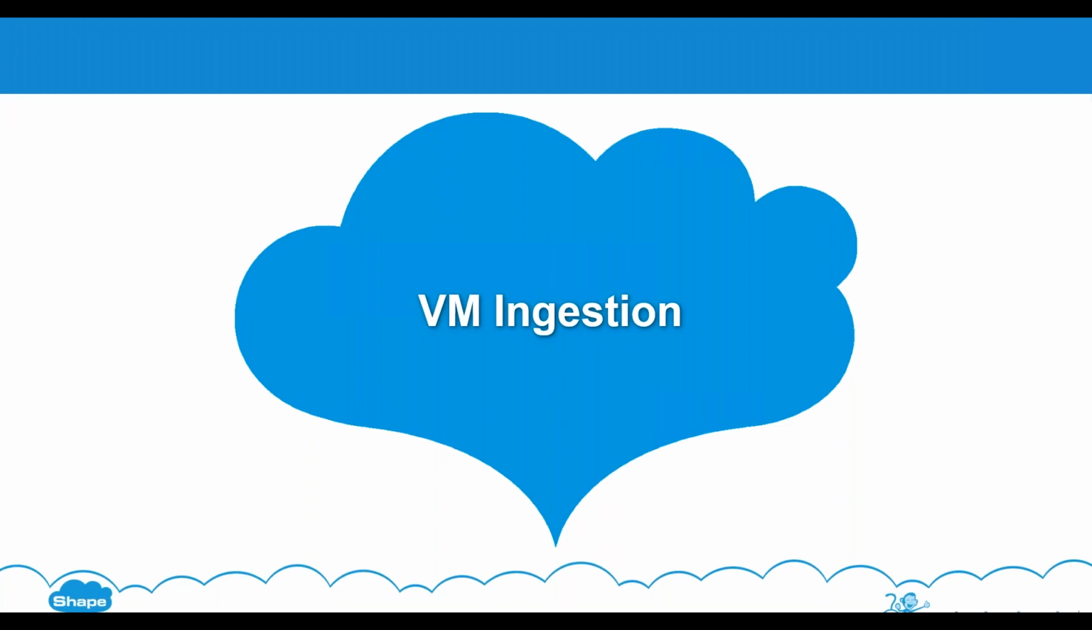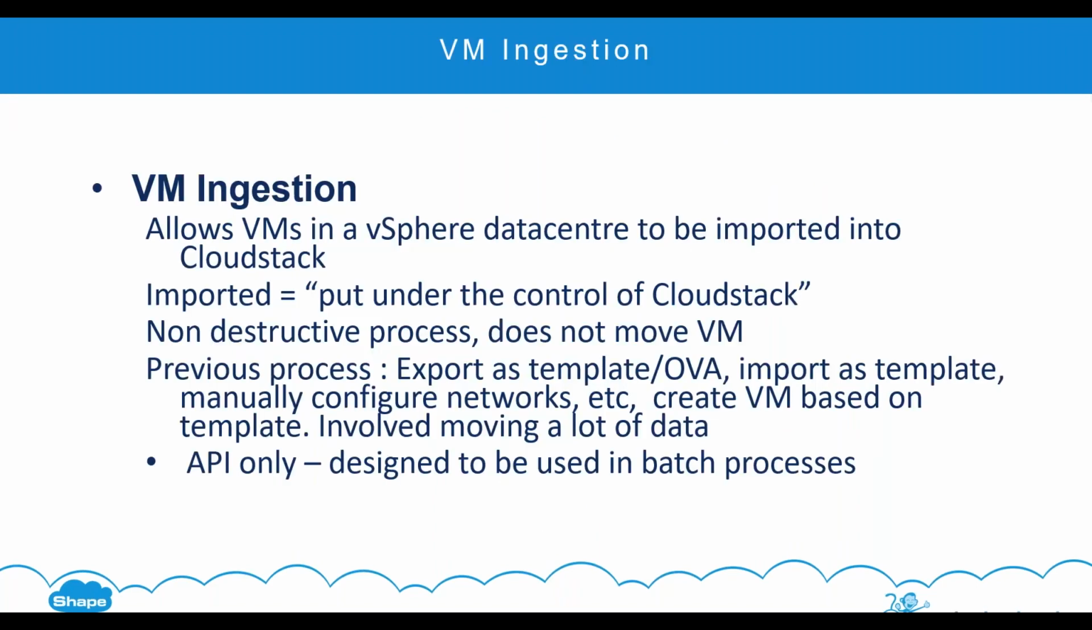But the first thing they want to do is to take that existing virtualized infrastructure and bring that under the control of CloudStack. That's exactly what this new VM ingestion functionality does. This works only with VMware, so this can't be used at the moment with KVM or any other hypervisor. The use case is around taking a vSphere environment and bringing that into Apache CloudStack. And what the functionality does, it will import a vSphere data center into CloudStack.